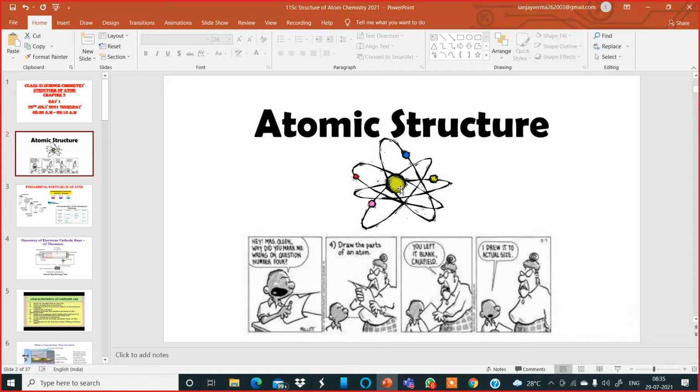In the center there is the nucleus, and around the nucleus there are orbits, orbitals, or shells containing electrons. If you look at this cartoon impression over here, there are four boxes. If you look at the first box, you can read carefully. I hope you can read.